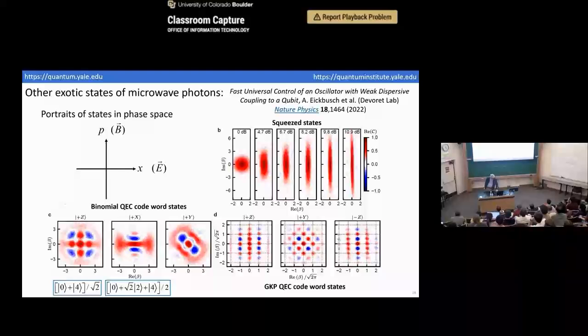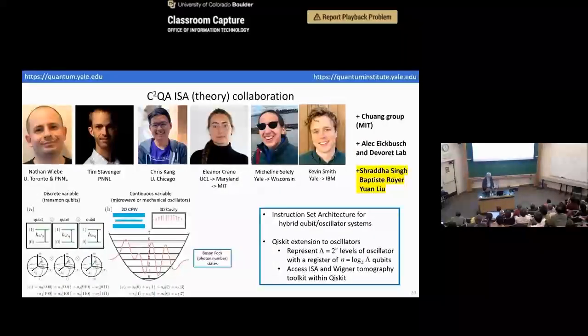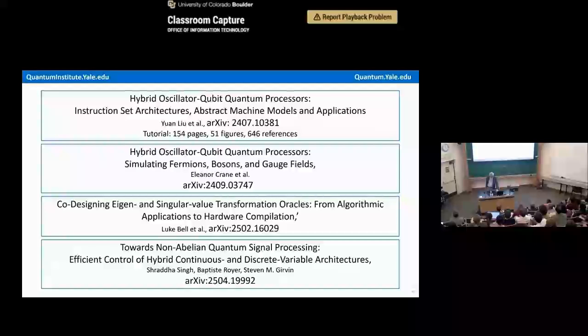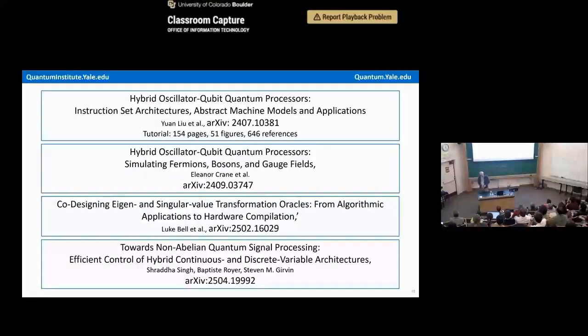So these are very useful control techniques. Here's the gang in the C2QA collaboration that we worked on to do this. And here are references. Thanks.